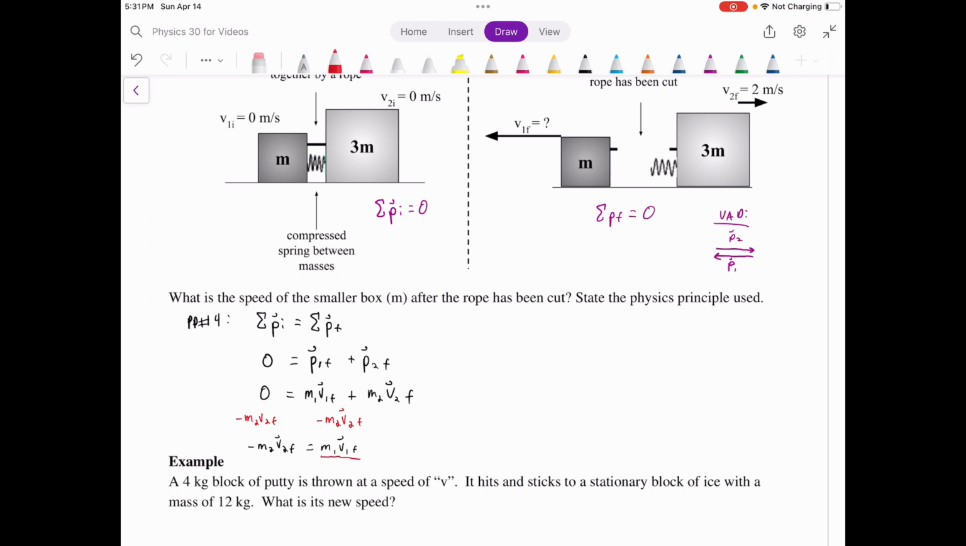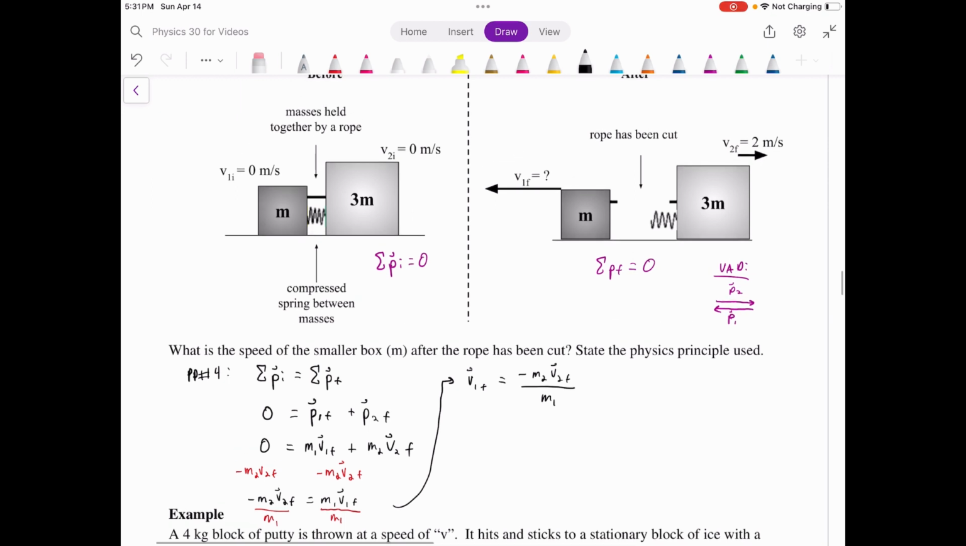Going back to solving this, we're solving for v1 final. It's being multiplied by mass 1, so let's divide both sides by mass 1, and here we go. We get that v1 final, the final velocity of object 1, is equal to negative m2 v2 final over mass 1. Let's go ahead and plug our numbers in. Now we don't have numbers here, but we do know that mass 2 is 3 times larger than mass 1, so we can take advantage of that.